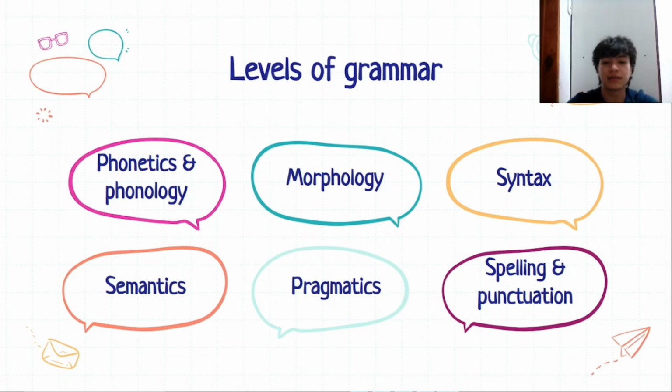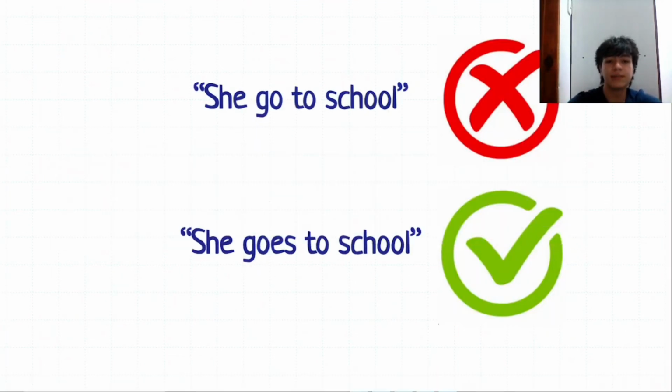Now we have syntax, which is our focus, and it's how words are arranged in sentences. We also have semantics, which is the meaning, and pragmatics, which is the language used in real life context. Grammar also includes spelling and punctuation in written language. For example, in English grammar tells us that you can't say "she go to school" because the verb isn't conjugated correctly. The correct form is "she goes to school." In this case, the verb is correctly conjugated.